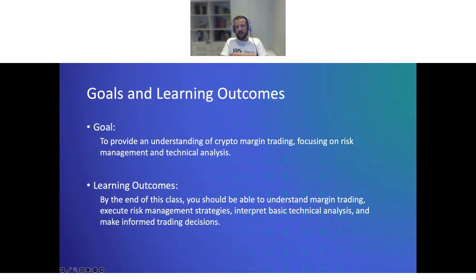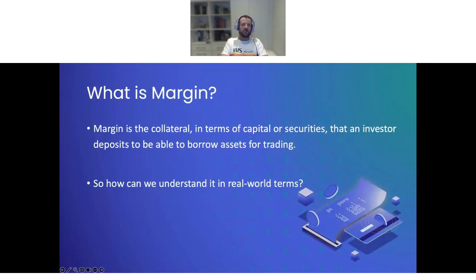So I think really with that, it's maybe then to understand what really is margin. In technical terms, you can say margin is the collateral in terms of capital or securities that an investor deposits to be able to borrow assets for trading. That sounds like a bit of a mouthful, but in essence that's the Investopedia definition of margin. But really, how do we understand margin in real world terms?